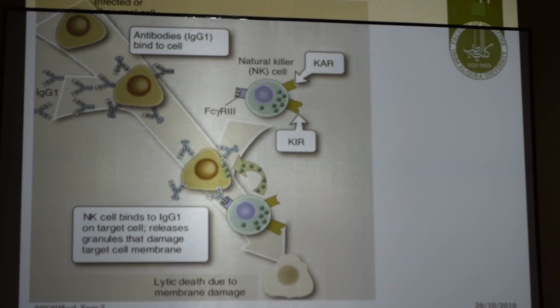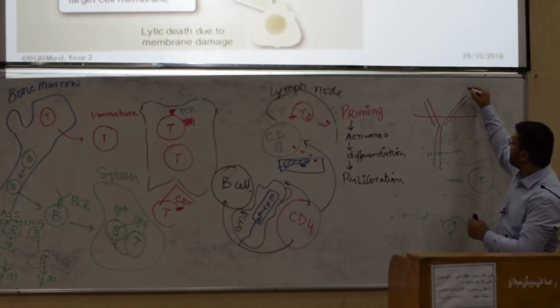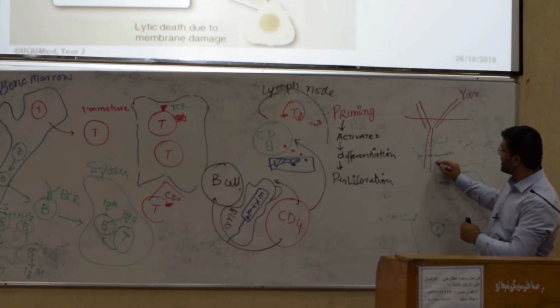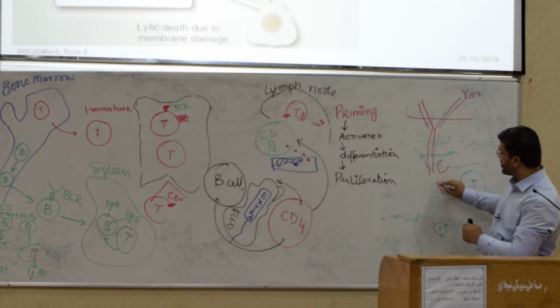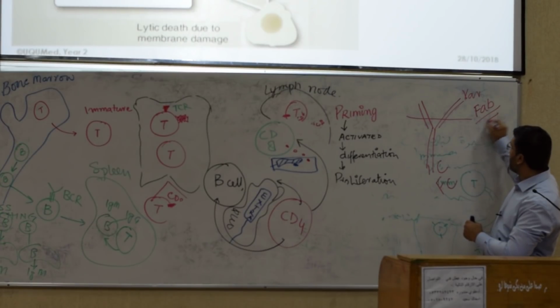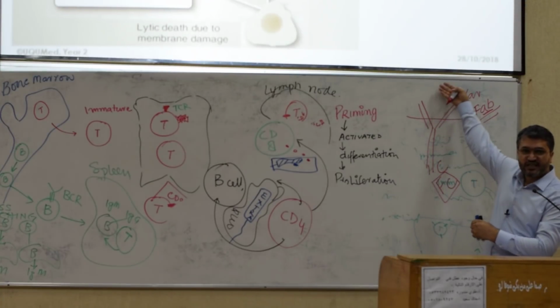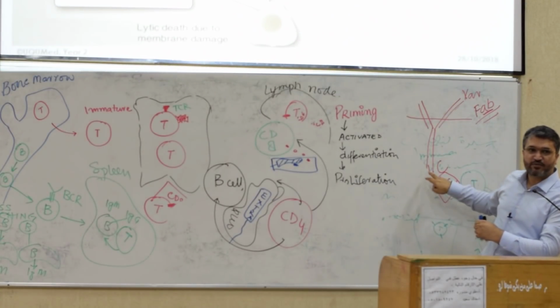Cytotoxic T lymphocytes and natural killer cells have slightly different methods. Natural killer cells have got receptors for immunoglobulin G1, IgG1. Do you all recall the parts of the antibody? This was called the variable portion and this was called the constant, and that's why this part was called the Fc and this was called the Fab, antigen binding fragment. If you remember, I told you this part binds to the antigen and this part performs the function.